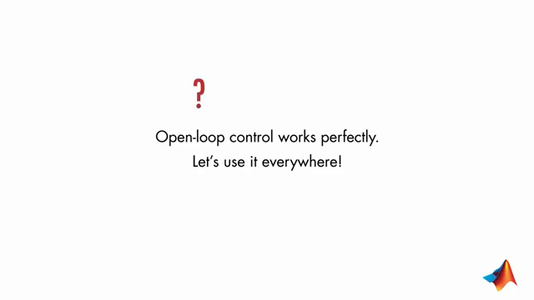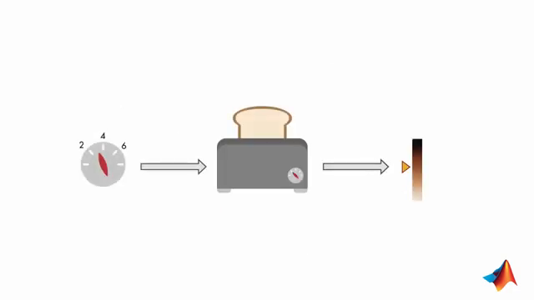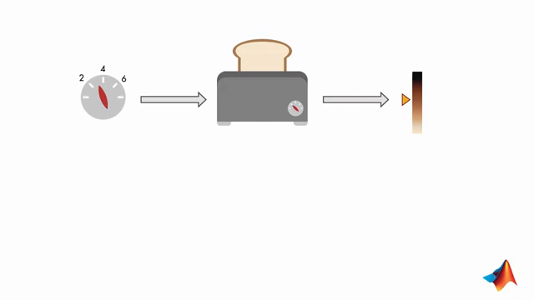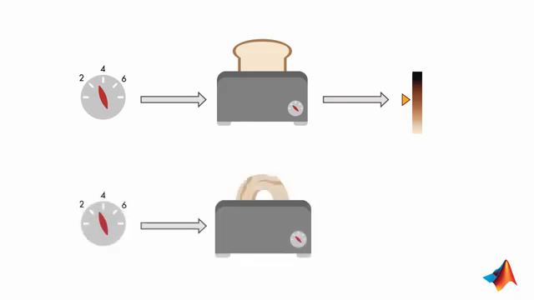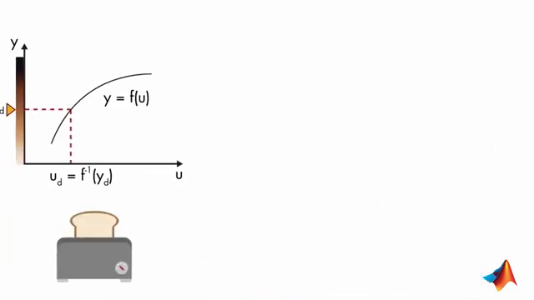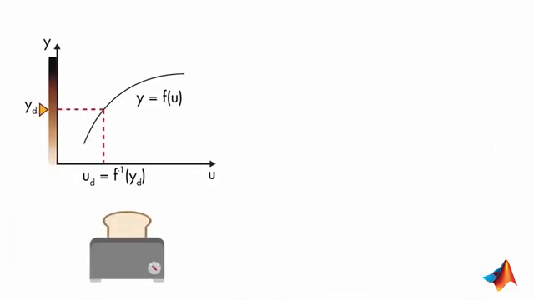But are there any situations where open loop control may fail? Reconsider the toaster example. Through trial and error, you found that setting the timer to 3 gives you your desired bread color. But what happens when you use a different type of bread, like a bagel? You may end up having a burnt bagel because the time settings you found by trial and error were for a slice of bread. Let's also look at the mathematical interpretation of this.